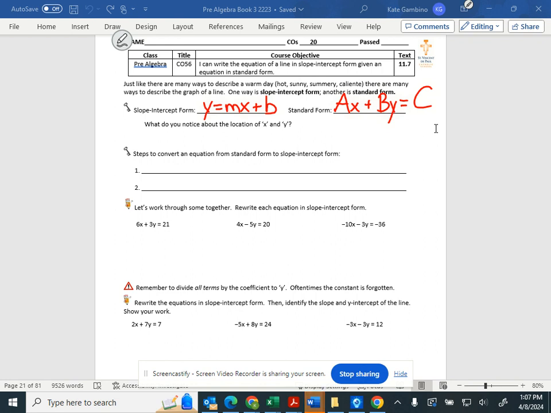Okay. So, what do you notice about the location of x and y? In the slope-intercept form, they're on opposite sides of the equal sign, versus in standard form, they're on the same side.